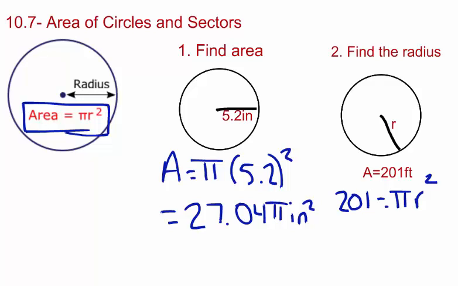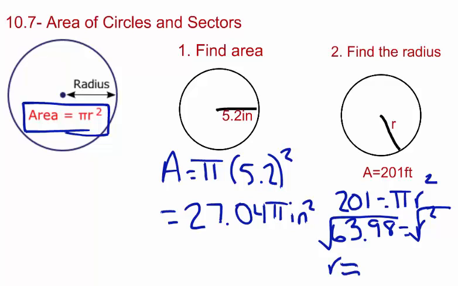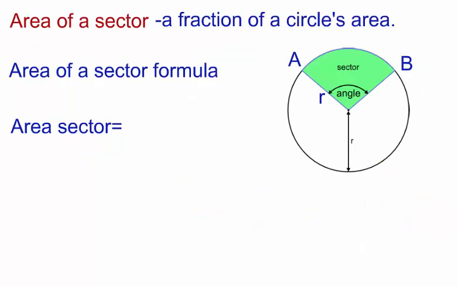The second one is finding the radius, where they give you the area is 201 feet, so plug that in for the area. That equals pi r squared. So you need to divide out 201 divided by pi first. When you have that answer, it should be about 63.98, and you still have r squared, so you need to square root both sides. So your radius is going to be approximately 7.99 feet.